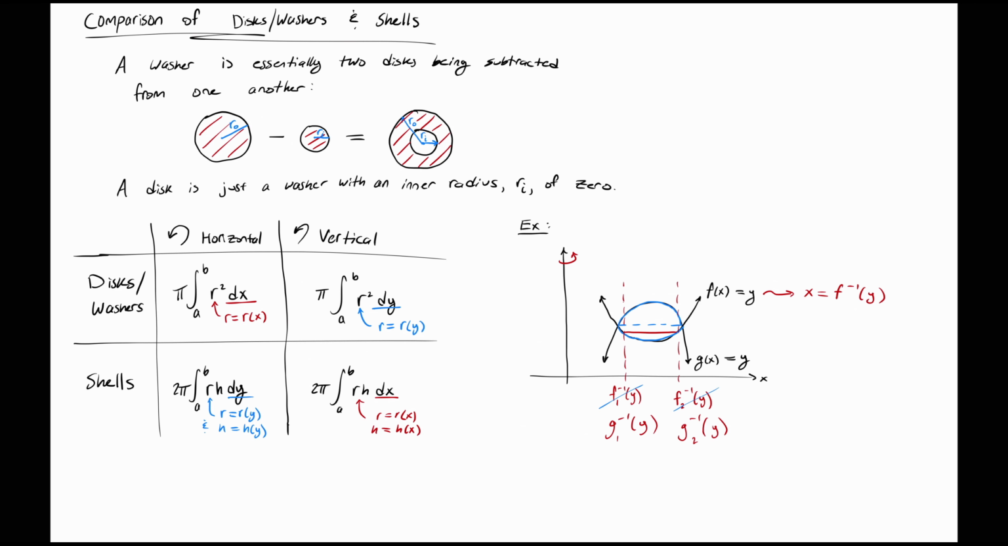So not only would you have to find inverse functions and decide which branch to use where, you also would have to do two separate integrals because your integrand changes. So washers would be a very bad choice. So there's an algebraic component. There's also a geometric component.